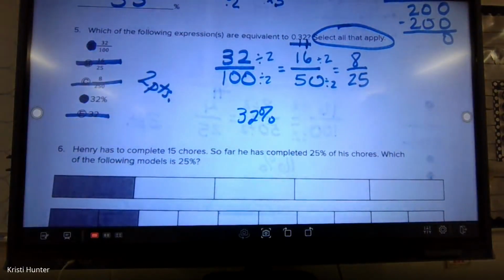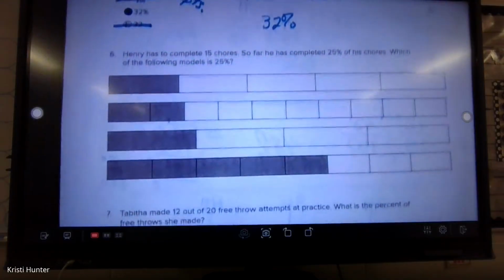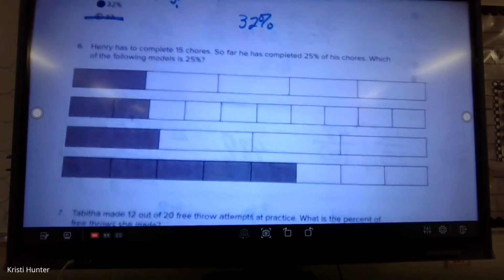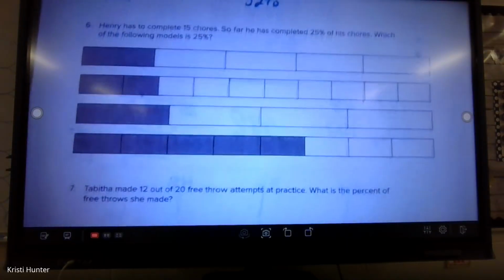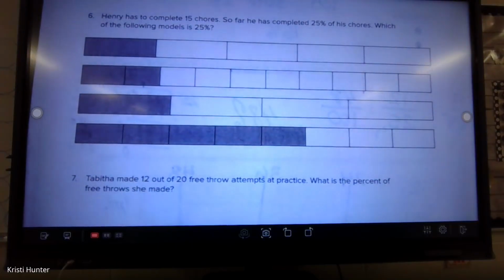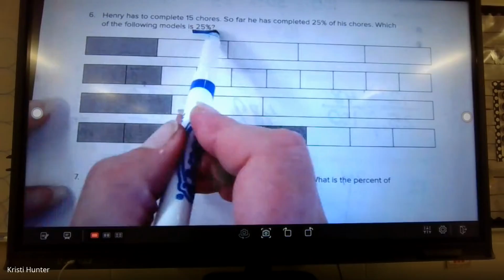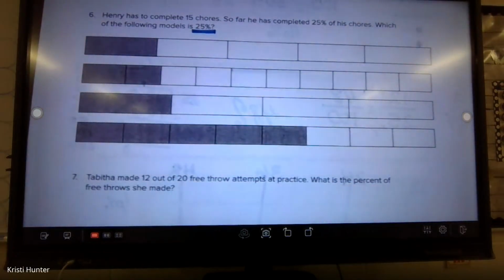All right, number 6. This is another strategy we used using bar diagrams. Henry has to complete 15 chores. So far, he's completed 25% of his chores. Which of the following models is 25%? So here's what I've got to figure out. Which one of these shaded boxes shows 25%?